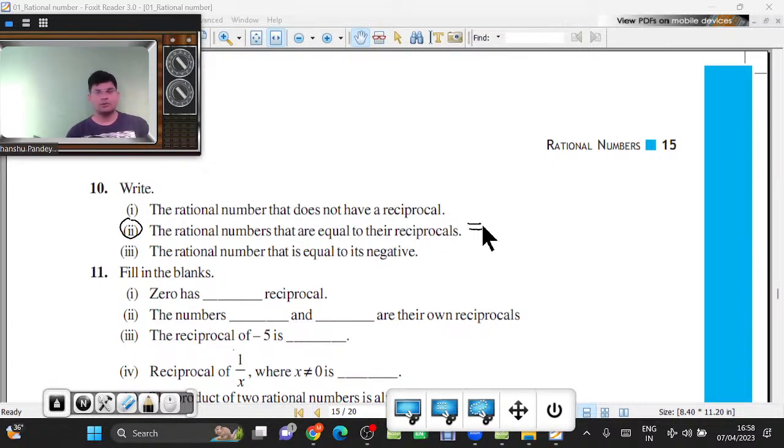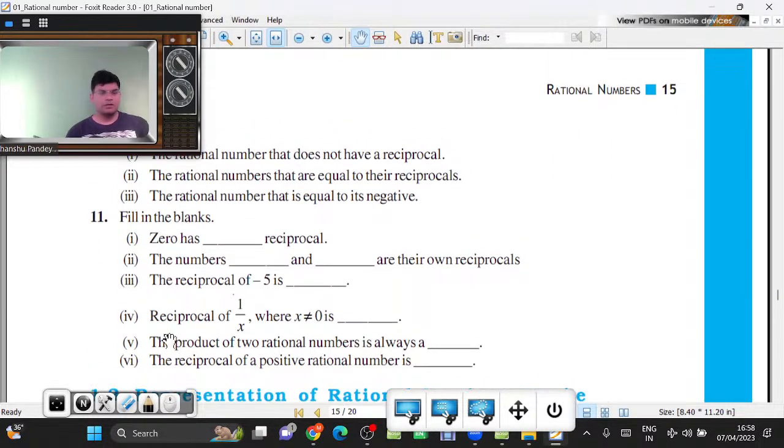रेसिप्रोकल्स. बताओ. 1 by 1. एक ही है क्या? Sir, -1/1 also. अभी अभी देखा था हमने क्वेश्चन को करते दौरान. तो देयर आर टू रैशनल नंबर्स दैट आर इक्वल टू देयर रेसिप्रोकल्स. वन इज 1/1, another one is -1/1. Okay, write it down, please write it down.